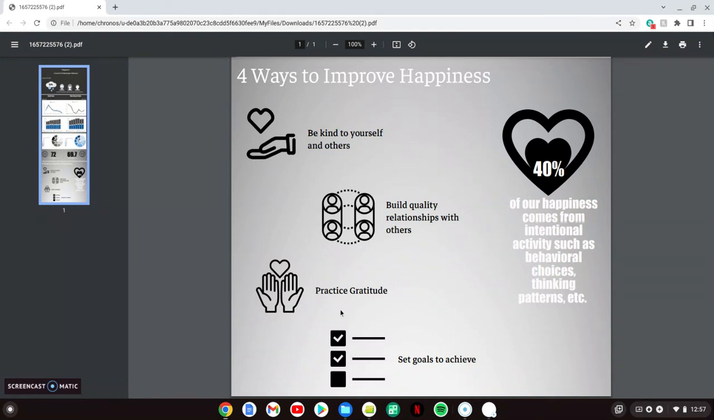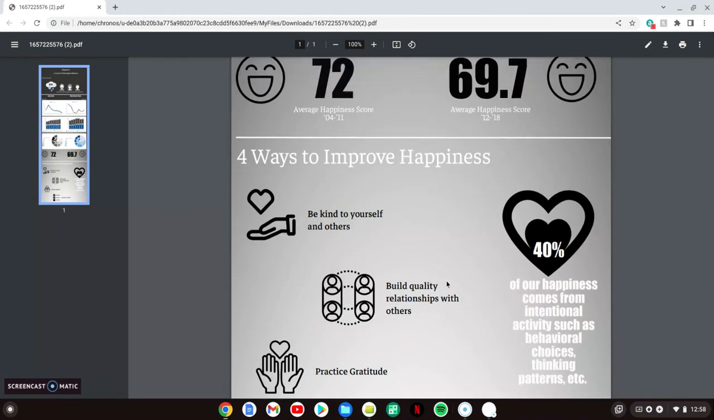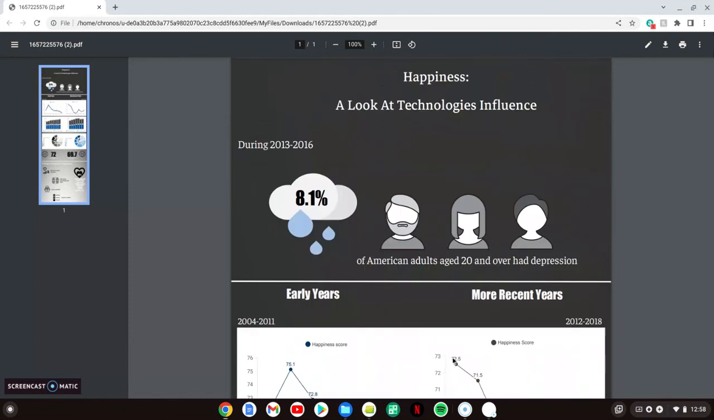And then down here, you can see I used a vertical way of presenting the information just because it's more like a list. So I staggered it a little bit, but it's vertical. You can see that it's be kind, build quality relationships, practice gratitude, and set goals. It's four ways, vertical, very strict and straightforward. So yeah, that's all the design principles that I really wanted to discuss today with this infographic.